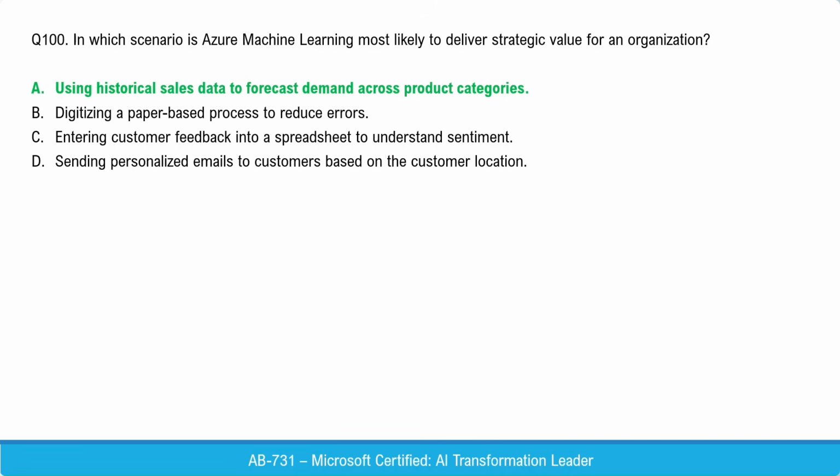Now, looking at other options, option B is about digitizing a paper-based process, which is more of an automation or OCR use case, not machine learning. Option C involves entering data into a spreadsheet, which is manual and does not leverage machine learning capabilities. Option D is about sending personalized emails based on location, which can be handled using simple rules and does not require advanced models. Hence, the correct answer is option A.